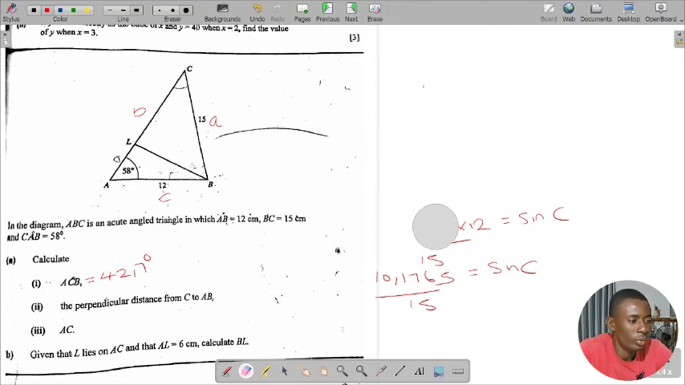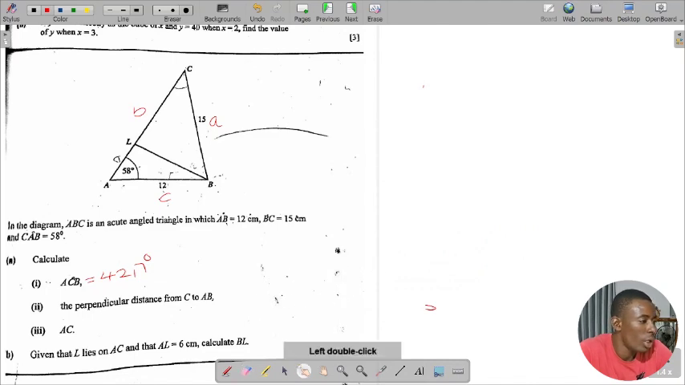And our next question is calculate the perpendicular distance from C to AB. So it means we have to draw a line from C so that it meets with AB. So draw a perpendicular line. Let me draw a dotted line here so that you can see what is happening. And let us name this point P, perpendicular.